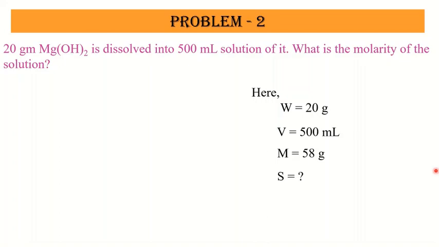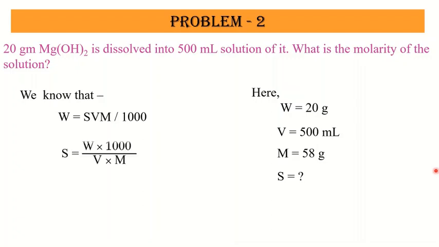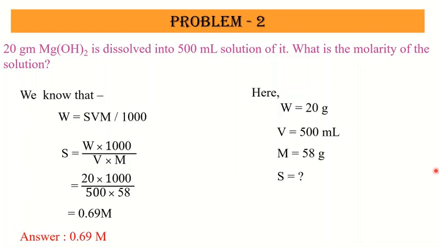S equals what? So the formula, we know, W equals SVM divided by 1000. So S equals W into 1000 divided by V into M. Now put the values here and it comes S equals 0.69 molar. This is the molarity of this solution, 0.69 molar.